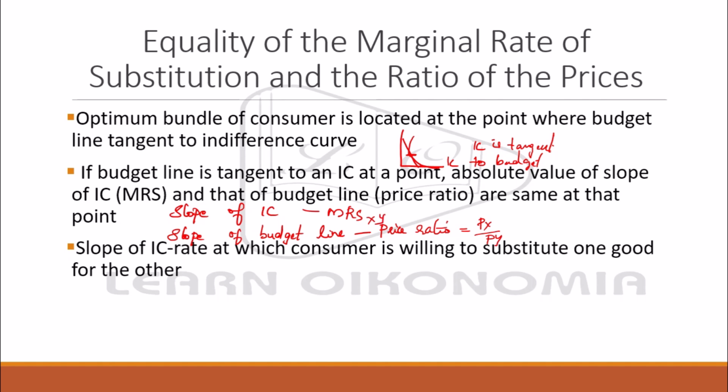Since we are measuring commodity X and commodity Y along the X and Y axes respectively, you do have an equality of these two things whenever you have a point of tangency between IC and the budget line. At this point, MRS XY would be equal to Px by Py. So here the slope of IC, or the MRS, shows the rate at which the consumer is willing to substitute one good for the other.